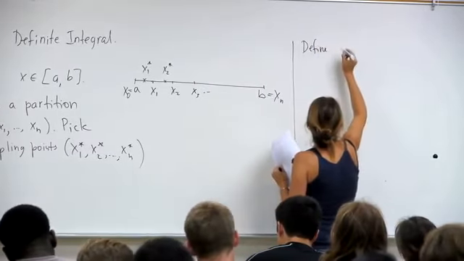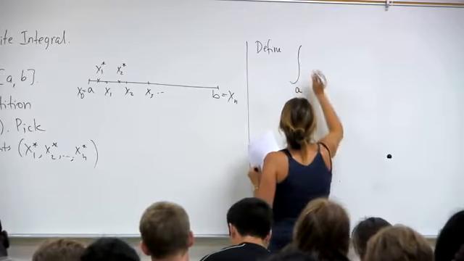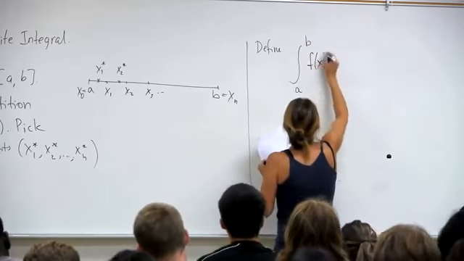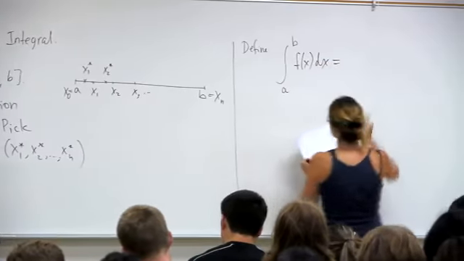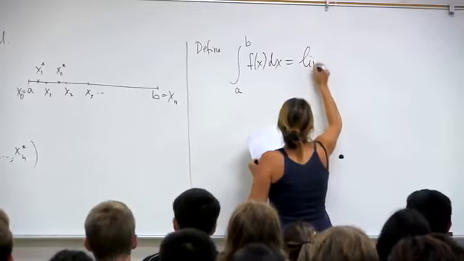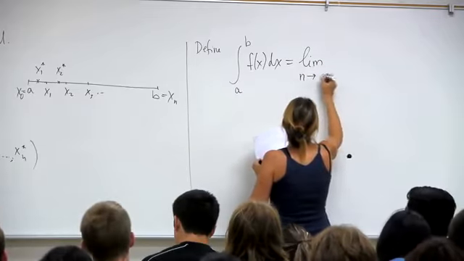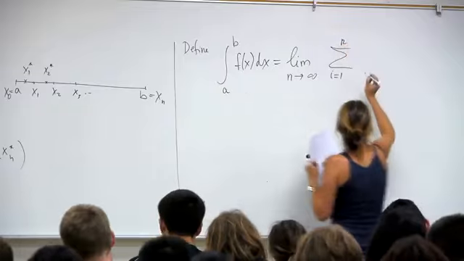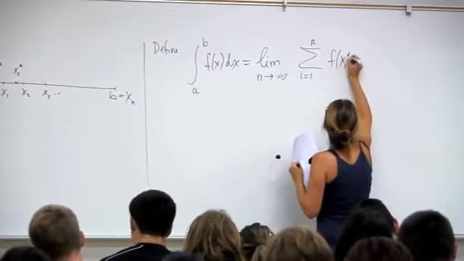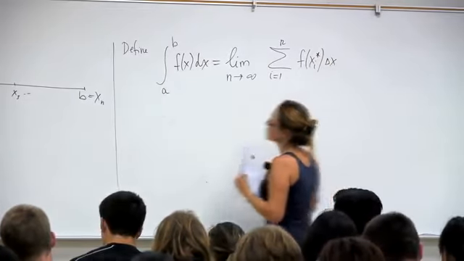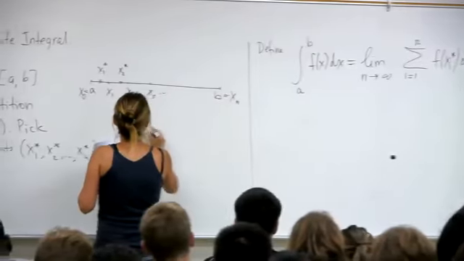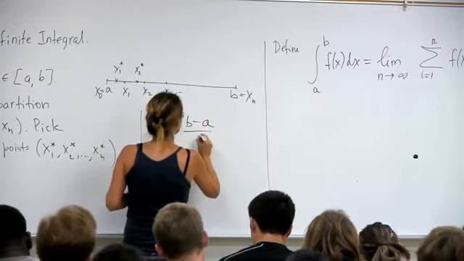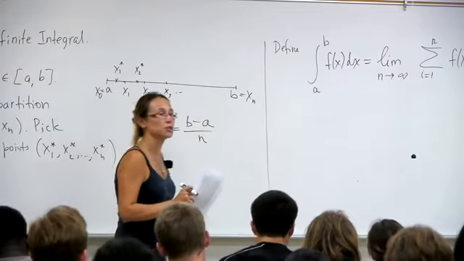Then we define the integral from a to b of f of x dx to be equal to the limit as n goes to infinity of the following sum: i goes from 1 to n of f of xi star delta x. Here delta x, normally if they're equal lengths, is (b minus a) over n. That's the length of the individual intervals.